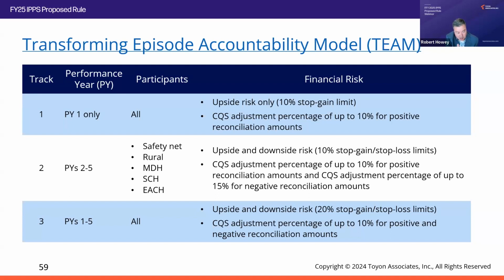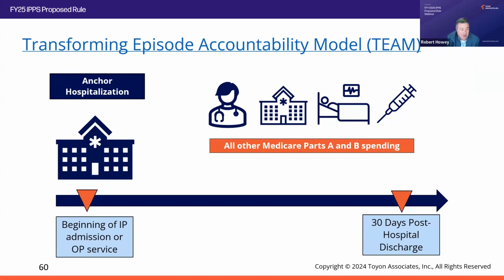However, if you're not in one of those categories, then you have upside and downside risk of 20%, either a gain or a loss. They're also talking about, that's why it says in track 3, performance years 1 through 5, that maybe hospitals can opt in to go directly into track 3, bypassing track 1, especially if you want the opportunity for gain to get up to that 20% stop gain. So definitely another opportunity for hospitals. The whole reason they're doing this is because of the fragmentation of care. So I'm walking through here just to get a high-level picture of what this all means.